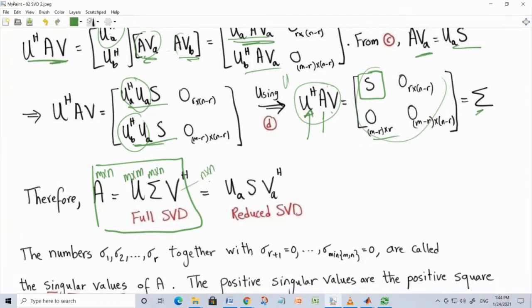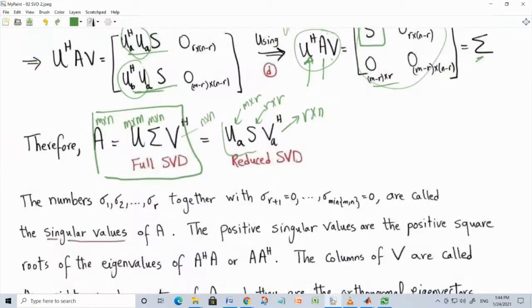Okay, so this is called the full SVD, the full singular value decomposition of matrix A. If you split U into UA and UB, and V into VA and VB, and do the multiplication, you can write A as UA S VA Hermitian. So UA is M by R, S is R by R, and VA Hermitian is R by N. This is called the reduced SVD.